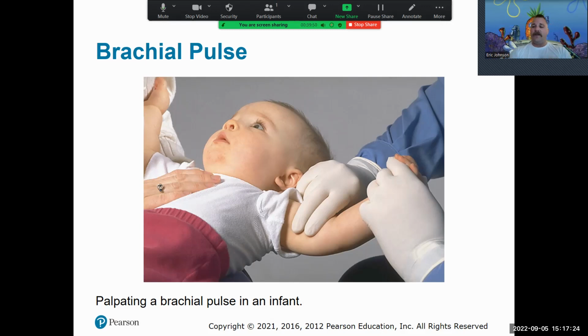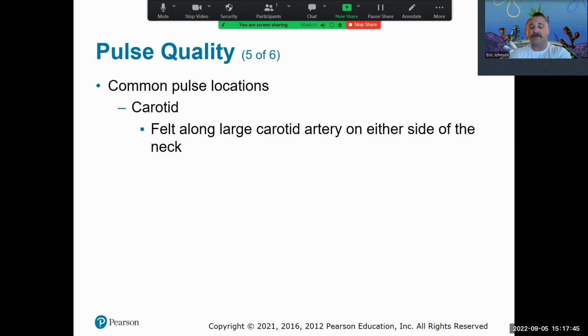So we need to make sure that we have peripheral pulses on our patients that are awake, conscious, alert, doing all that good stuff, because that's normal for them. They should have that ready to rock. If our patient is not showing signs of life, if they're not looking like they're alive at all, we're not going to be looking for a peripheral pulse. We are going to be looking for a central pulse.